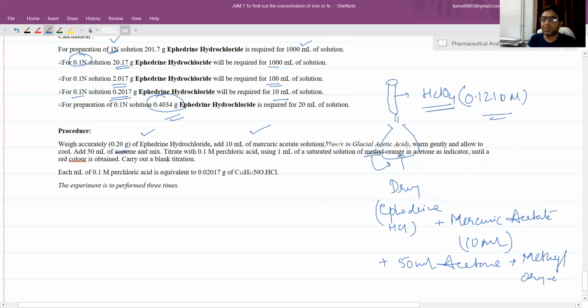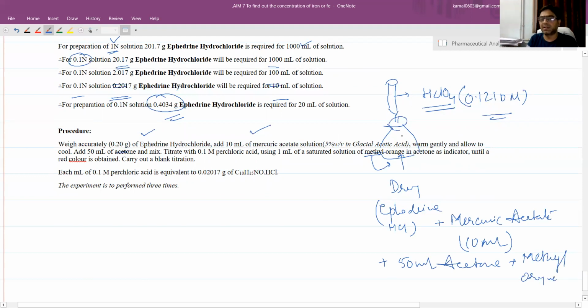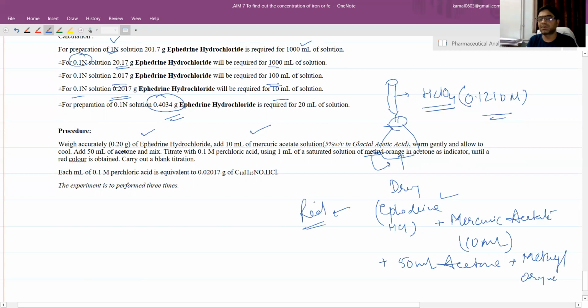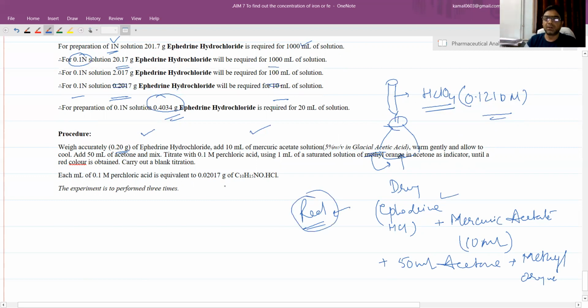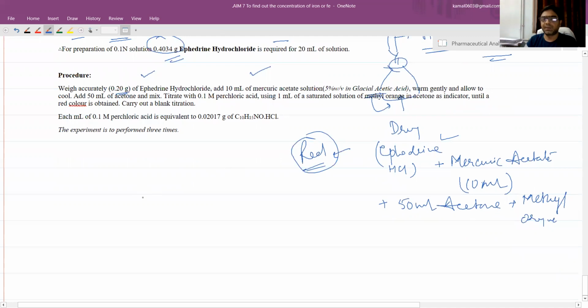Now we'll titrate with this perchloric acid. We will add this perchloric acid solution to this solution until the color comes to red. When the color comes to red, we stop the titration. So this will give the endpoint. Now we have got the endpoint that we will record in our burette table, and the observation table will be drawn similarly as we have done in the previous experiments.